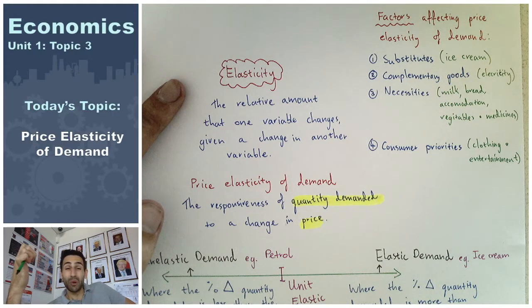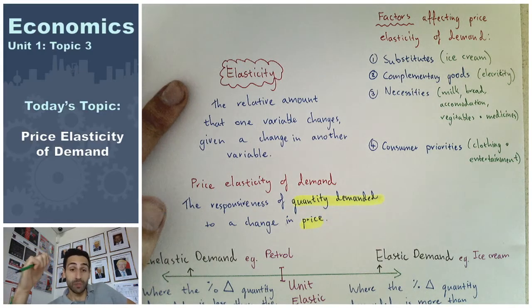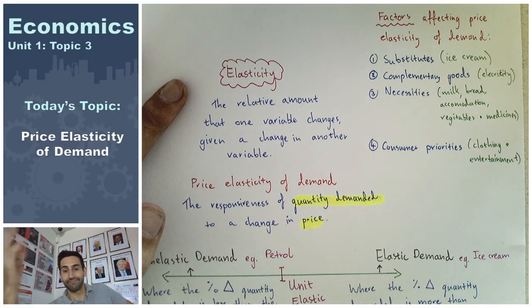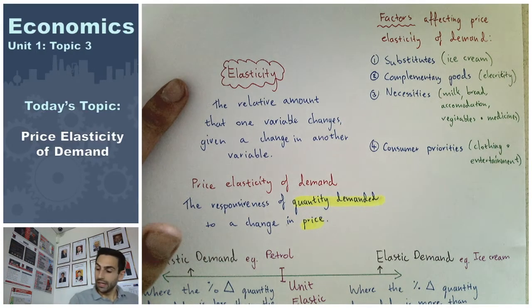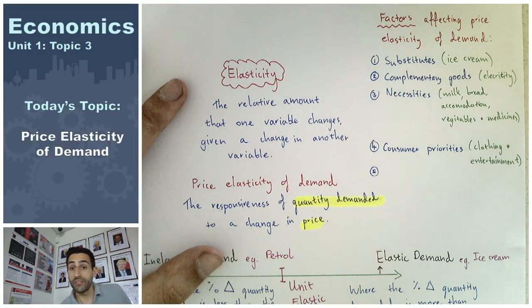But most people probably don't prioritize fancy clothing and entertainment very highly, given that they're not needs, they're more wants. So for most people, if a particular type of clothing goes up in price, they'll forego it for something else. It's more elastic.